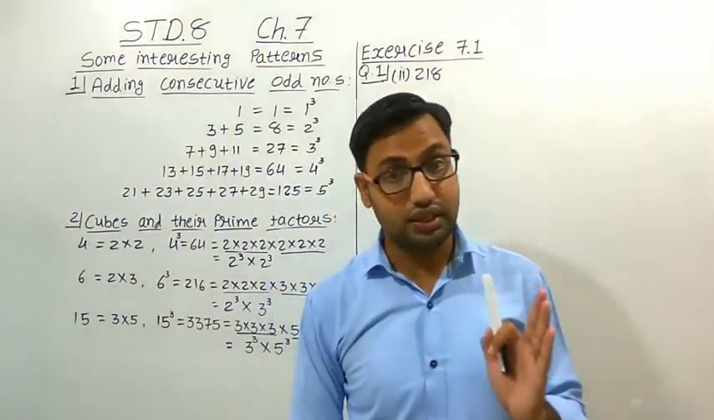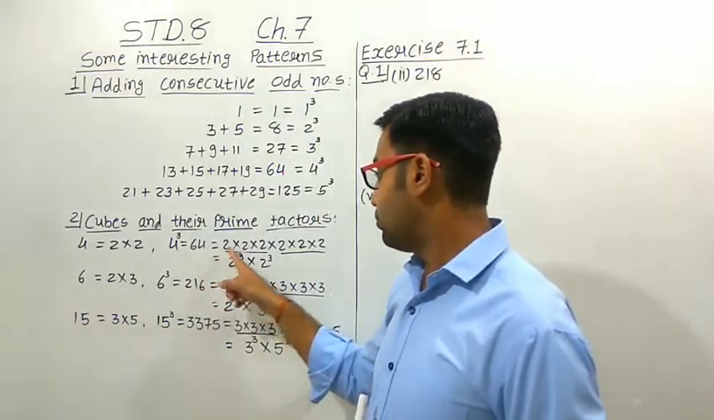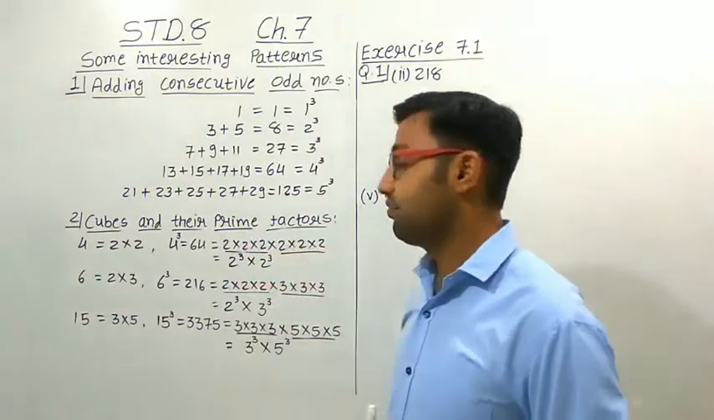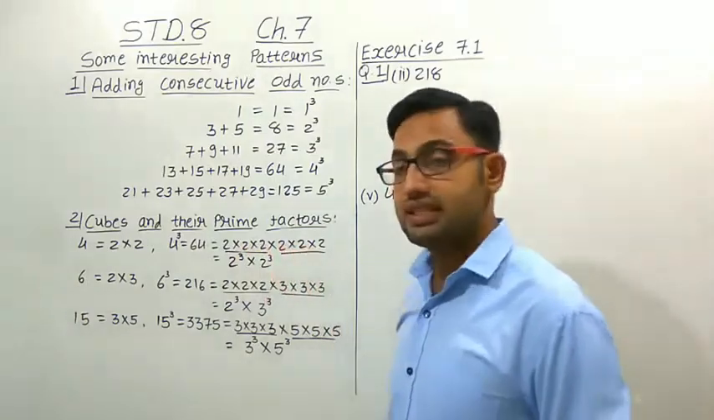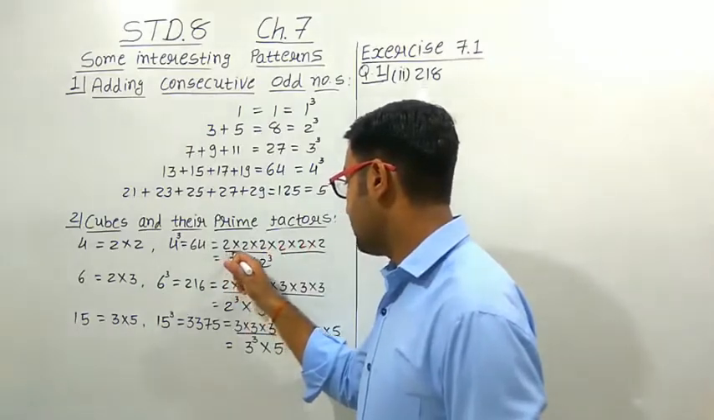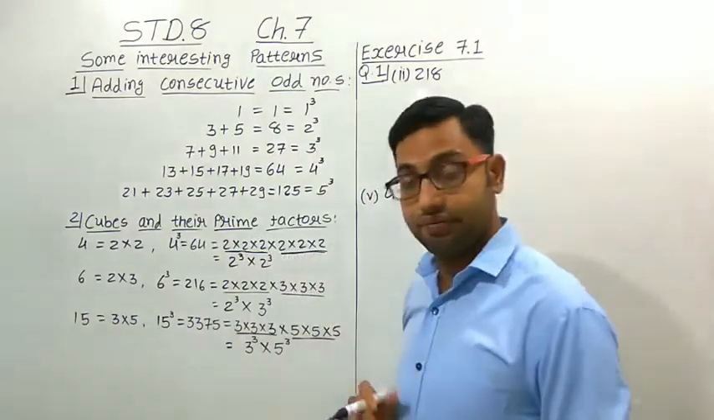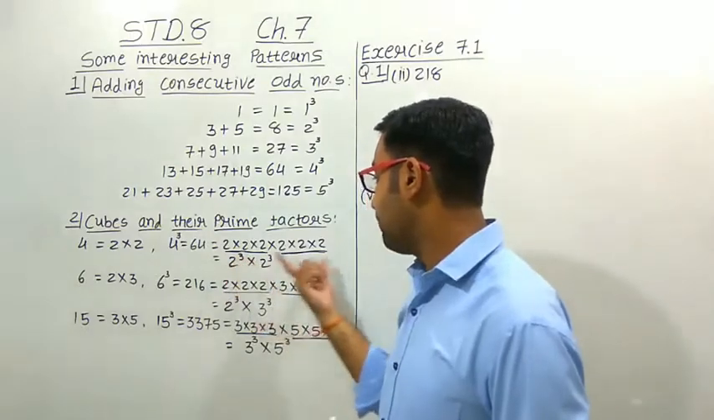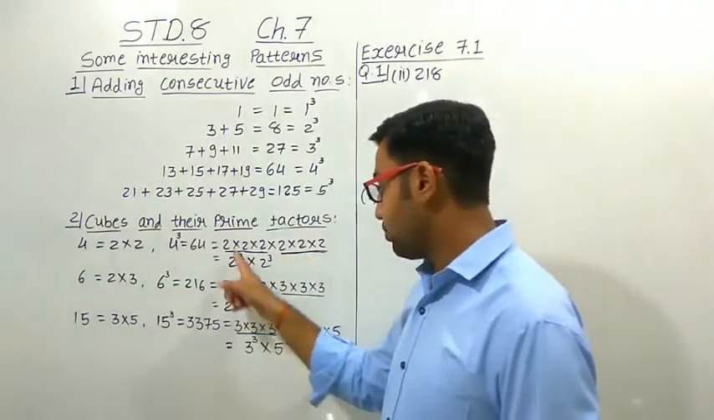64. Now see, if we factorize 64 into prime factors, we get 2 times 2 times 2 times 2 times 2 times 2. How many 2s do we get here? 1, 2, 3, 4, 5, 6. Six 2s means we can make a group of 3 factors, and another group of 3 factors is here. So these three 2s we can write as 2 cube, and these three 2s we can also write as 2 cube. 2 cube into 2 cube.